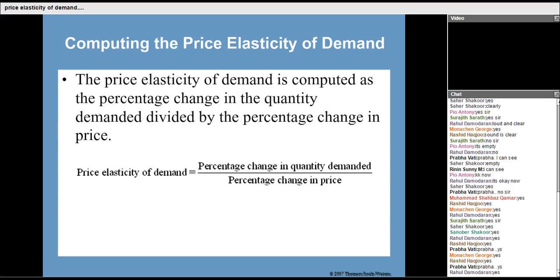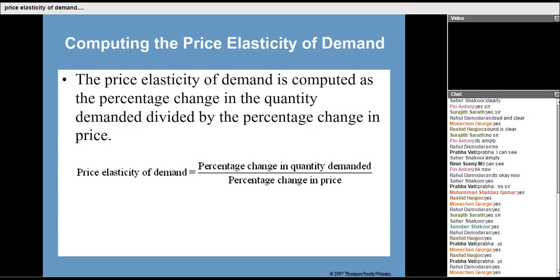Okay, now see, the percentage change in price. Similarly, you have to see the percentage change in price. Suppose the price of a car was 300,000, or 3 lakh rupees, right?